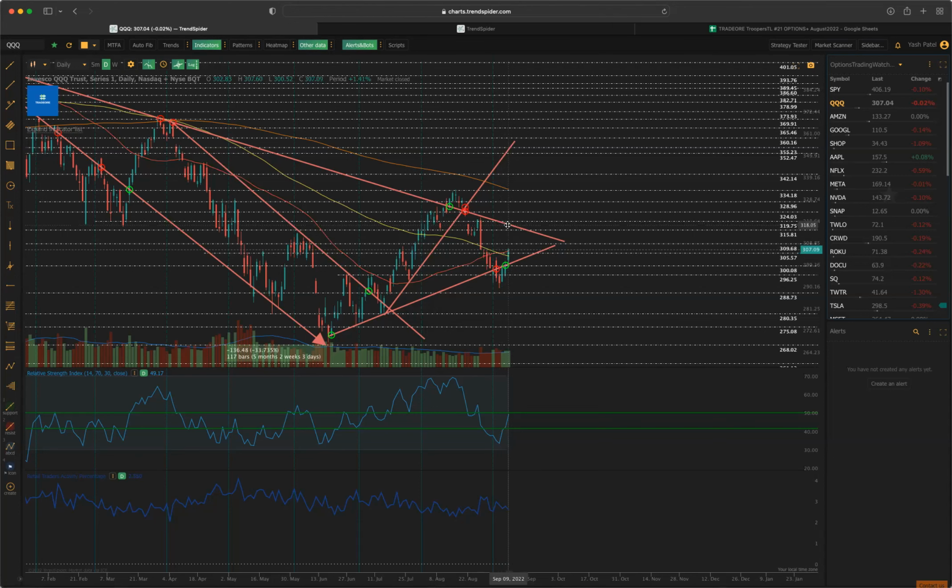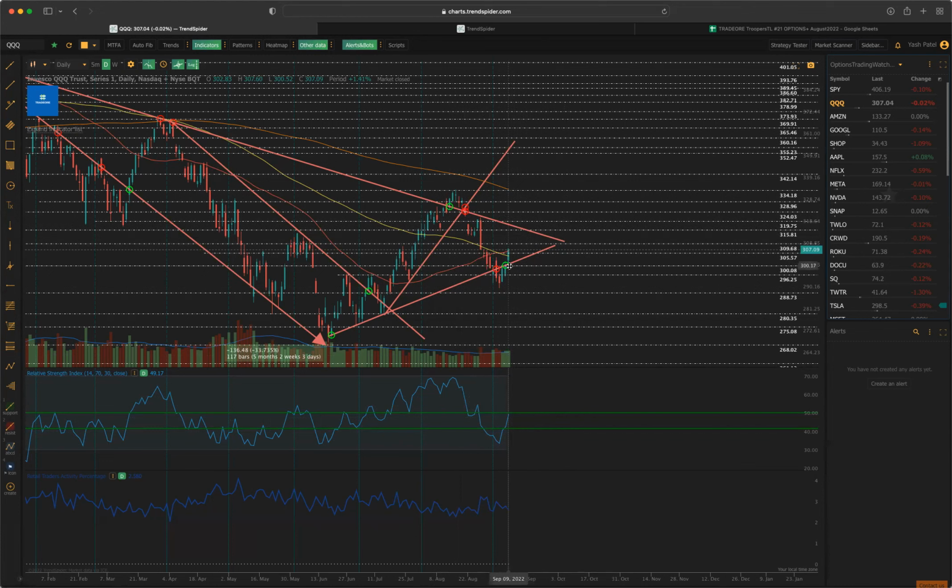The resistance is going to be here at about, I would say, 316, going into next week. So if it manages to break over this, then we can see another attempt to move higher towards 334. RSI is good, not overbought, not oversold, so there is a possibility for it to move higher. But again, watch this trend line levels.